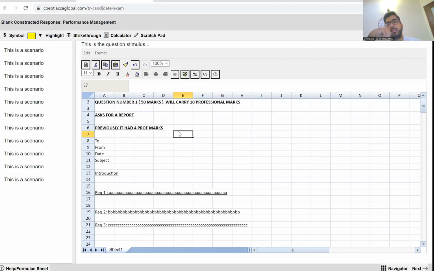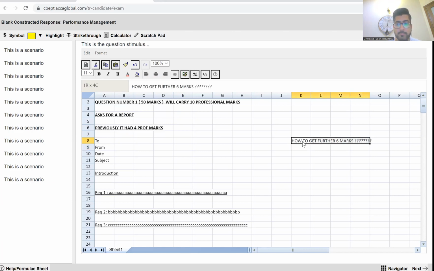professional marks. Now, this requirement carries 10 marks. So, you know how to earn 4 marks: to, from, date, subject, introduction, requirement 1, 2, 3, calculation in appendix, discussion right there. How to get further 6 marks?